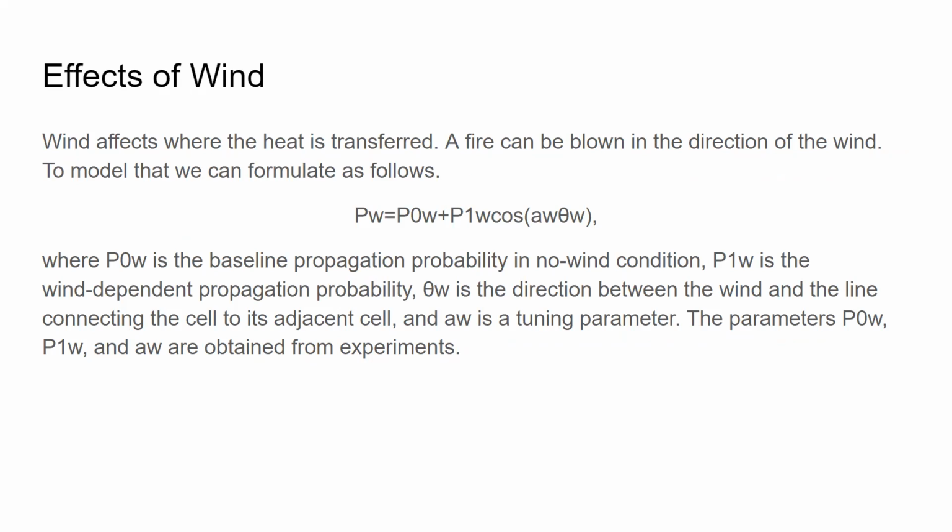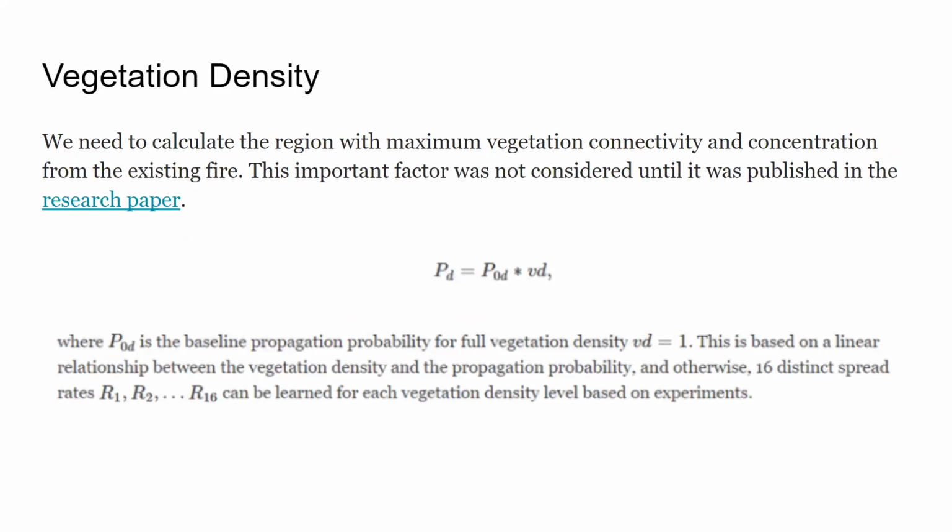We do similar modeling for the effects of wind. The fire usually propagates in the direction of the wind, and we'll be able to represent it with this equation. It also depends on vegetation density. If the forest is really dense, then the fire will definitely spread faster. This is a linear equation, so the relationship is linear. If the vegetation density is high, then the spread of the fire is also high. And this is actually the highlight of this research paper. Previous research papers did not take into consideration the vegetation density, whereas this one does. And I've linked the original research paper here.